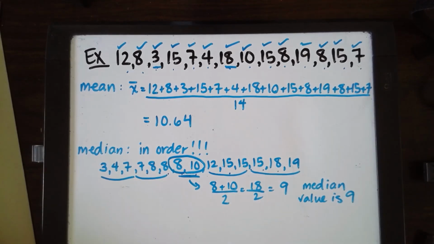Okay, so you only have to do that, you only have to find the average, when you have an even number of data points. If you had an odd number of data points, then it would just be the number in the middle. Remember, when they're in order.